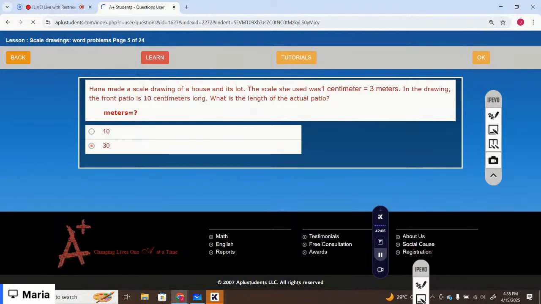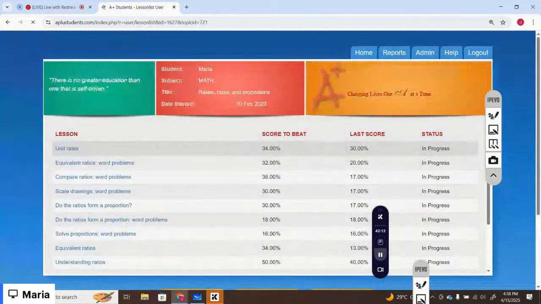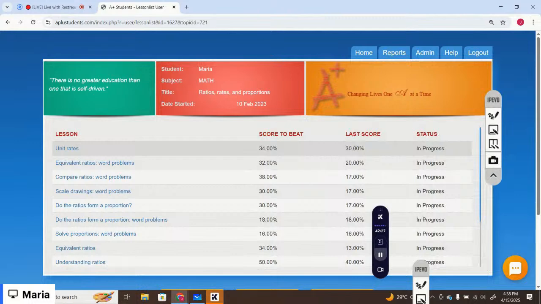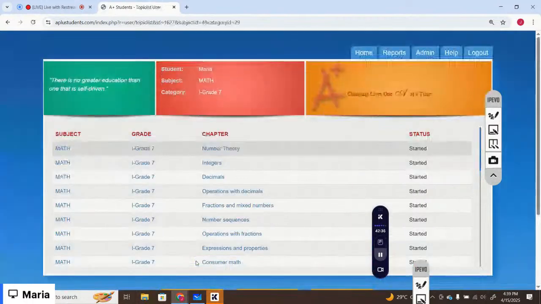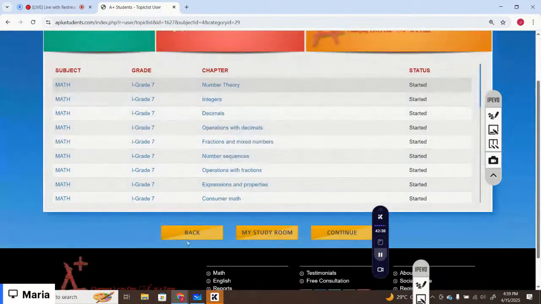So we were working on grade 7 math. The chapter we were working on is ratios, rates, and proportions. The lessons we have covered today are unit rates, equivalent ratio word problems, compare ratios word problems, and then scale drawing word problems. So please make sure before the next session you complete all the practice questions for the lessons we just did. That is your homework until the next session.